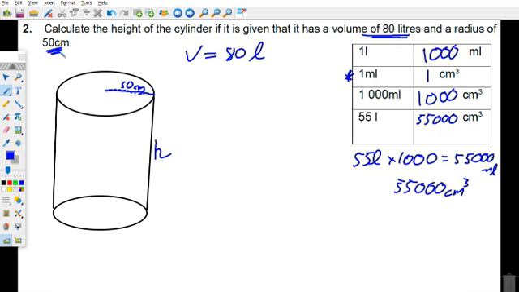They've given us a volume of 80 liters, and our base, they're saying here, a radius of 50 centimeters. So what do we have to change our liters into to work it? Because they have to be the same units when you're working with things.